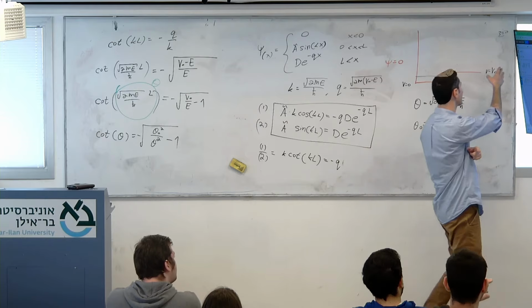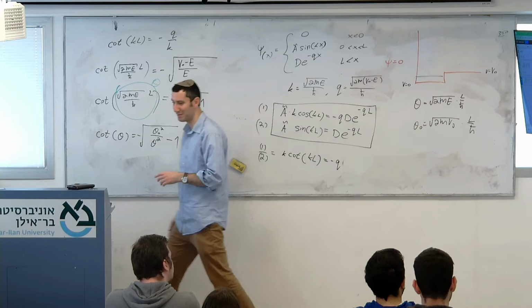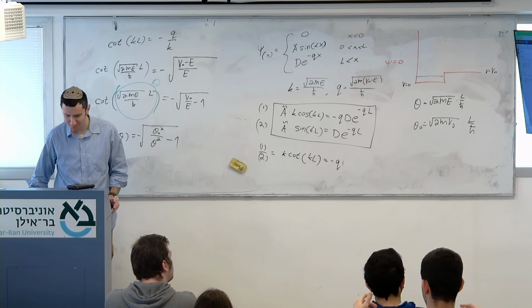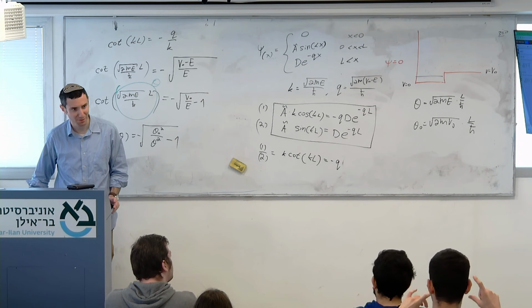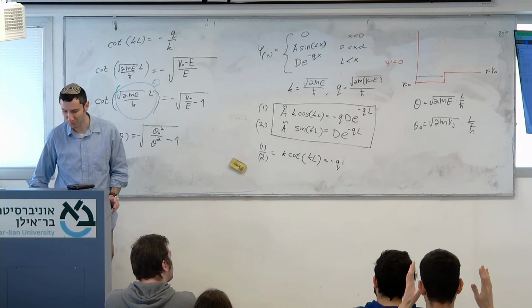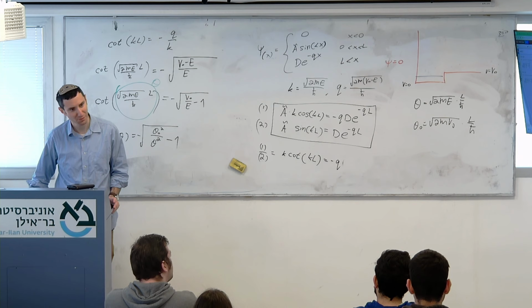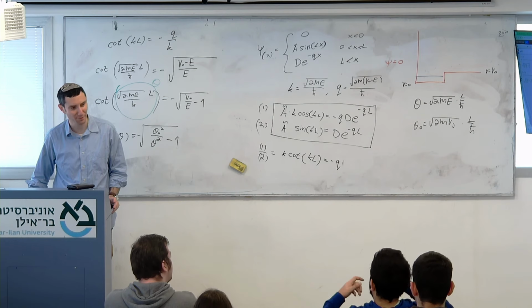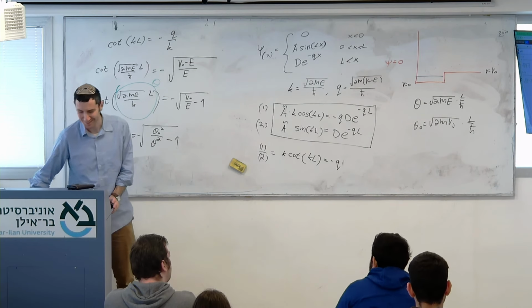Wait a second. Why does it not diverge here at pi over 2? Why does it diverge here at pi? Cotangent is like tangent, but it's inverted and shifted. So the distance between two asymptotes should be pi. Why not pi over 2? Right, because it's cosine over sine.